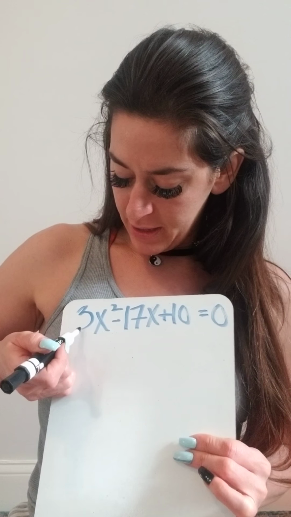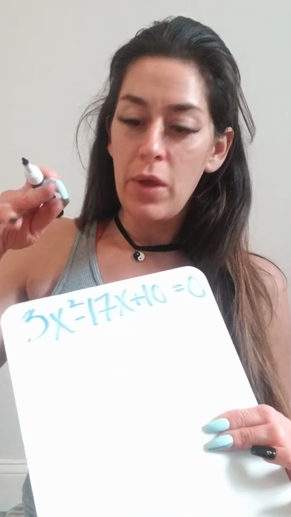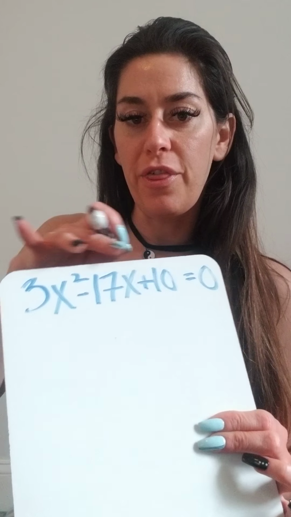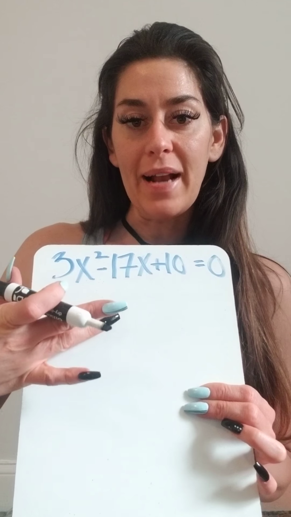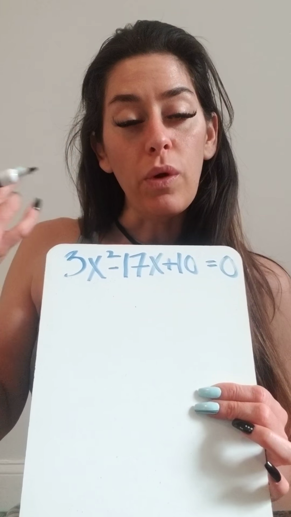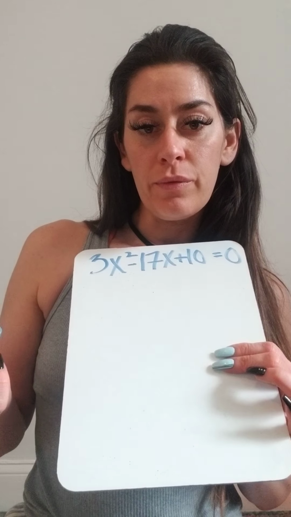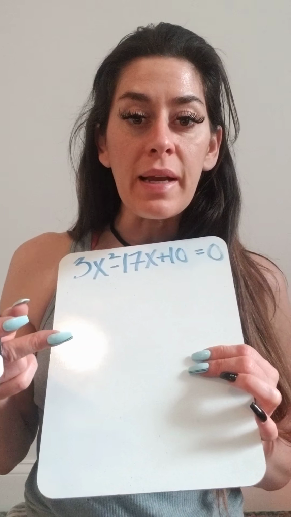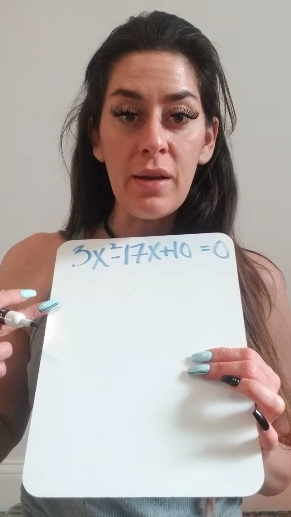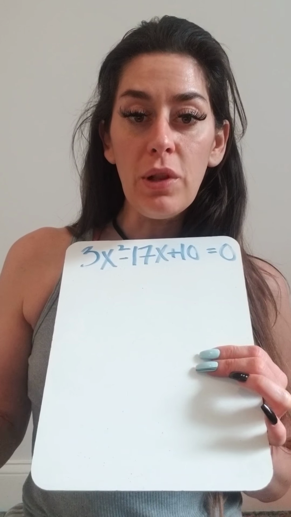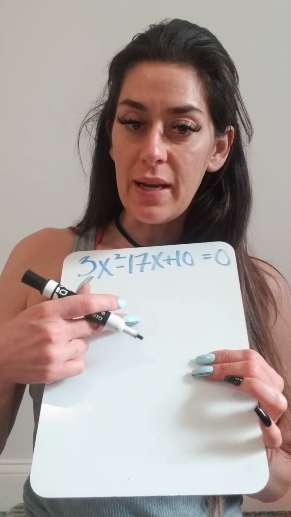So I have 3x squared minus 17x plus 10, two numbers that multiply to be 30, 3 times 10, and add to be negative 17. Well, those two numbers are negative 2 and negative 15. Negative 2 times negative 15 is positive 30. Negative 2 plus negative 15 is negative 17.